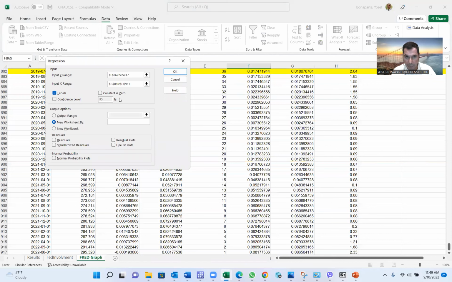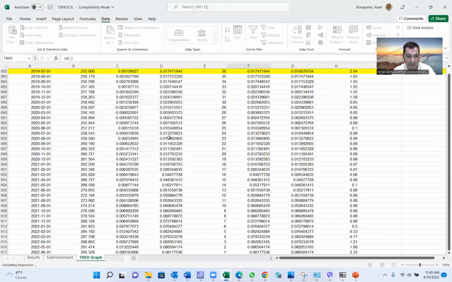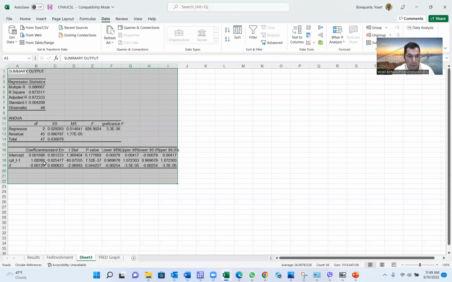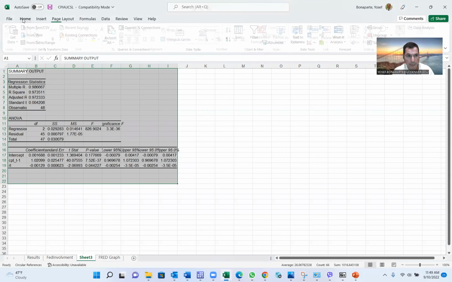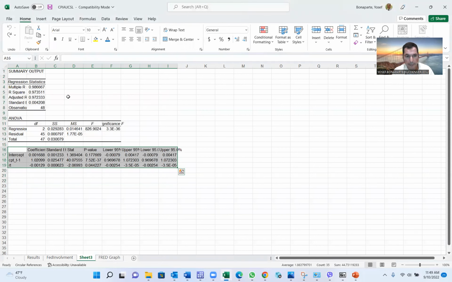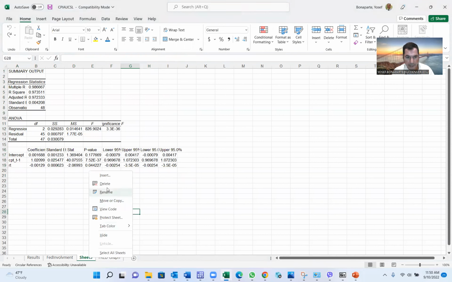You have to make sure your labels check. No zero constant. Okay. So when you do the analysis, you will have these results. So I'm going to do undo. Boom. Undo. Right? Another. So you're going to get these results. I'm going to delete it.